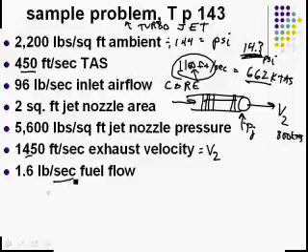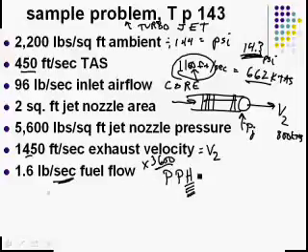And 1 pound per second fuel flow. Now in airplanes, typically on jet engines, we look at pounds per hour, not pounds per second. So 1 pound per second, we'd have to multiply this times 3,600 because there's 3,600 seconds in an hour. So we might get something like 5,000 pounds per hour, but we're not going to worry about doing those calculations.